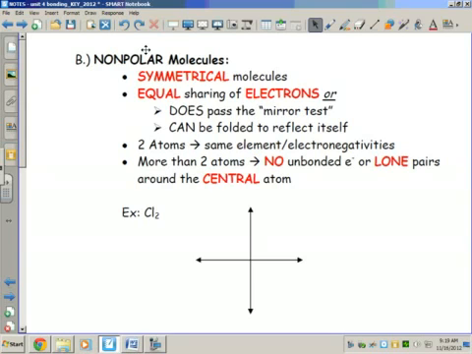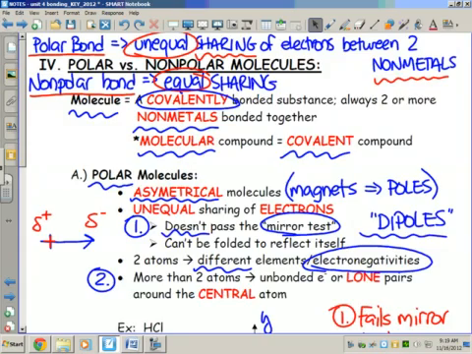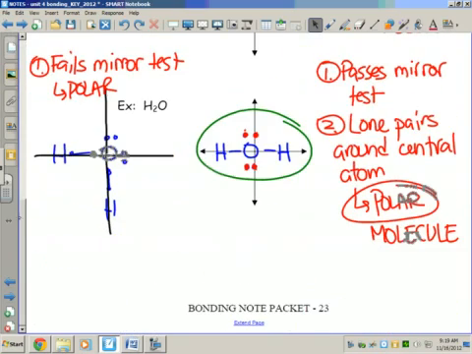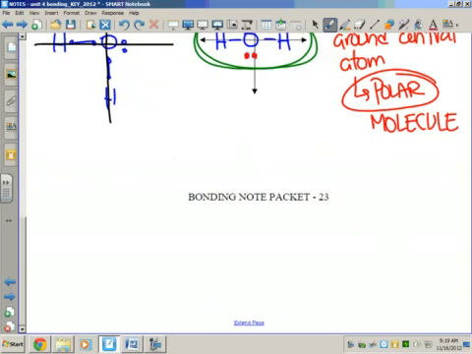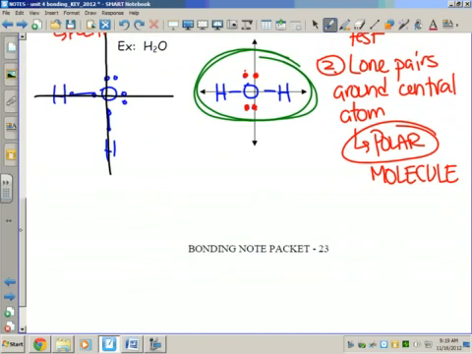Before we move on from polar to nonpolar molecules, I actually want to take a quick look back at what we talked about in the last lesson. And this molecule of water that seems to pass the mirror test, it does pass the mirror test. You can flip it, and you have the same thing on both sides. We said the reason that it failed is because of these lone pairs.